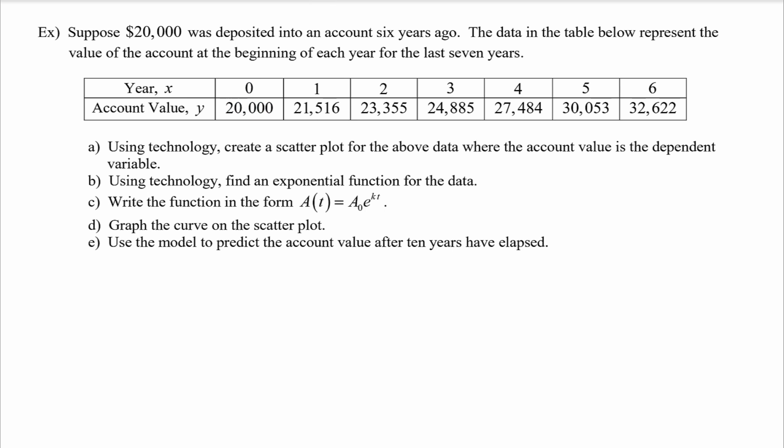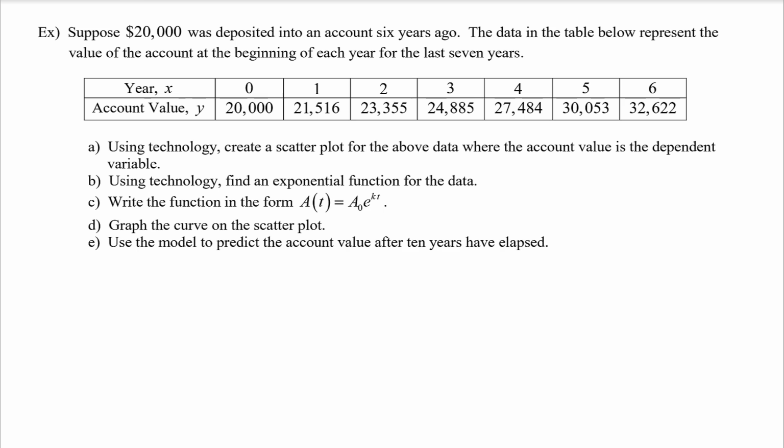And at the beginning of the next year, there was $21,516 in that account. And the beginning of the year after that was $23,355 in the account, so on and so forth. So it's clearly earning interest. Its value is increasing. So since all we know is the initial amount and how long it's been sitting in there, we have some data.